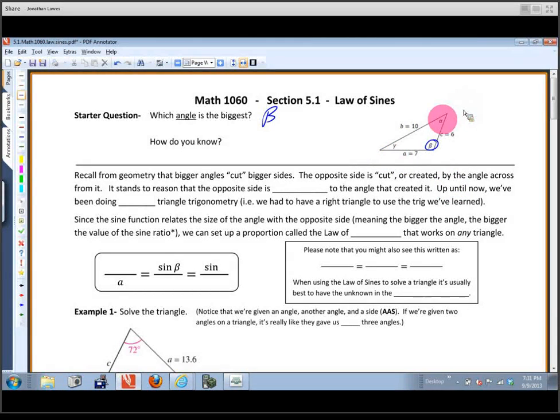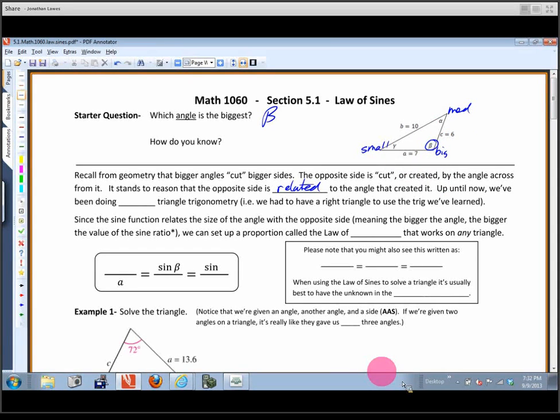And the smaller the angle, the smaller the side it's going to create. So angle beta is the biggest one. Since side C is the smallest, this would be the smallest angle, and this would be the medium one here. So this would be big, this would be medium, and this would be the smallest of the angles. So it stands to reason that the opposite side is related to the angle that created it. Again, this analogy: if I take a larger angle, it's going to take a bigger slice out of this side. If I've got a smaller angle, it's going to create a smaller side, and so forth.